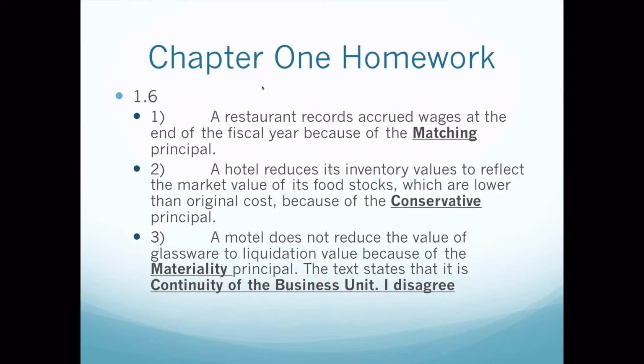Number 2, a hotel reduces its inventory values to reflect the market value of its food stocks, which are lower than its original cost, and that's because of the conservative principle. We write down the value of our assets as they decrease because we're conservative. So if we were to just write them down at the purchase price, that's the cost principle.